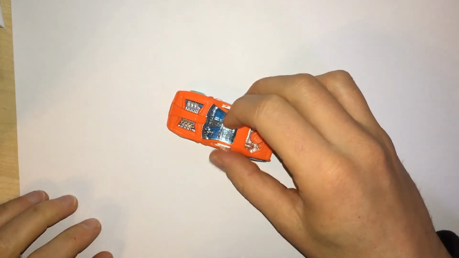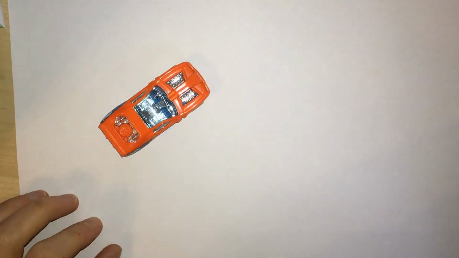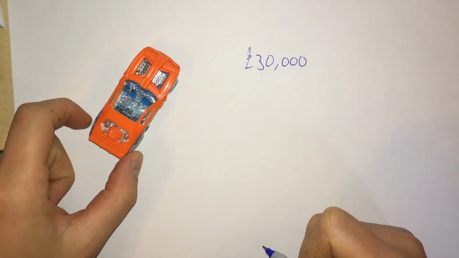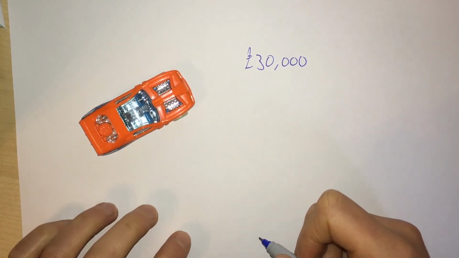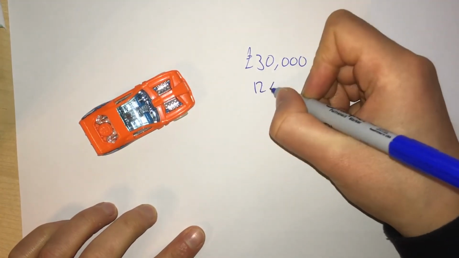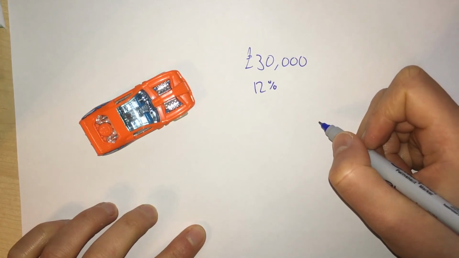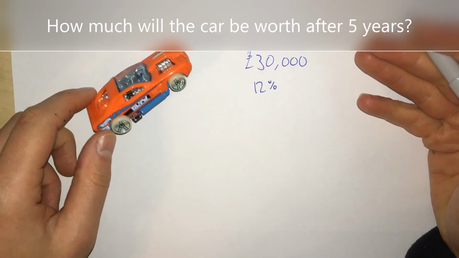I've just purchased a brand new car. This is obviously a scaled down model and it's worth £30,000. Sadly, the car will lose value each year that I have it. We call this depreciation. The car depreciates in value by 12% each year. How much will the car be worth after 5 years?